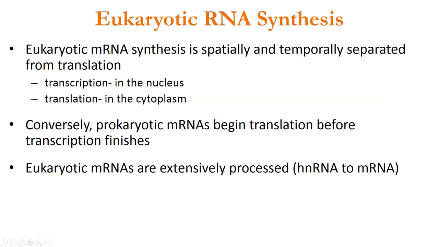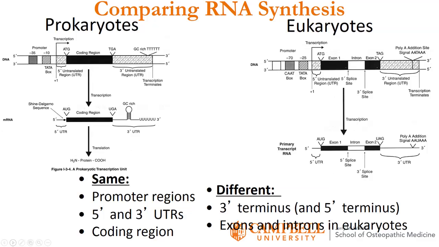Now, in prokaryotes, we actually can begin translation before transcription finishes. So there's no nucleus there. Once enough of that new messenger RNA is hanging off the RNA polymerase, ribosomes can come in and start translating. Okay? So eukaryotic messenger RNAs actually undergo some pretty extensive processing events themselves, somewhat similar to transfer RNA processing.